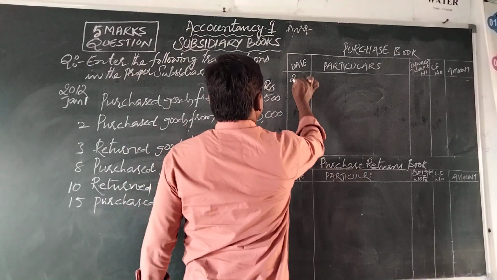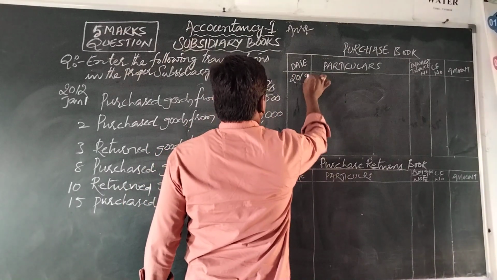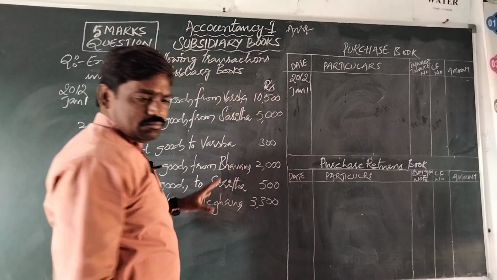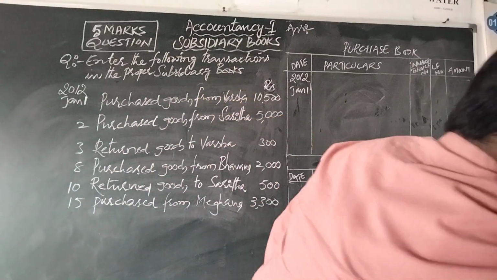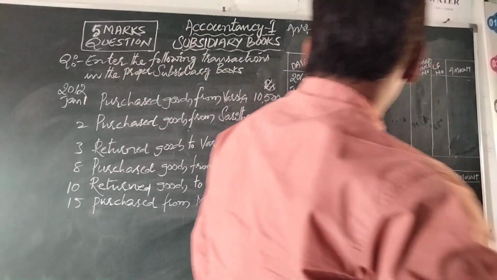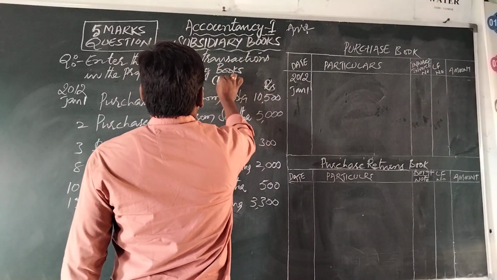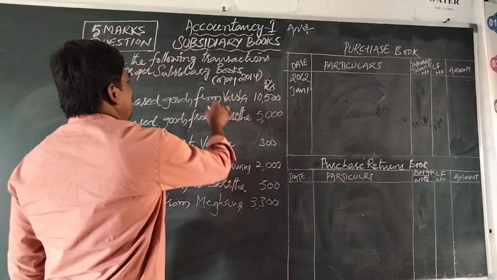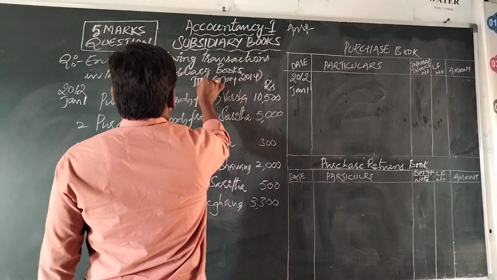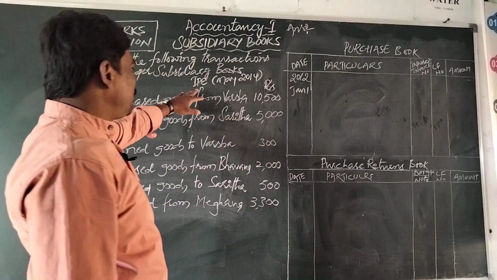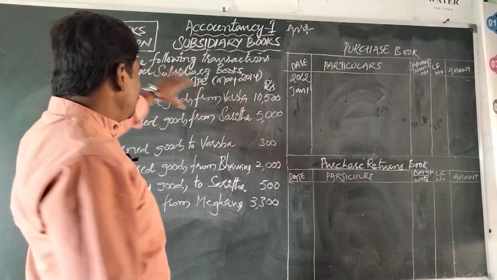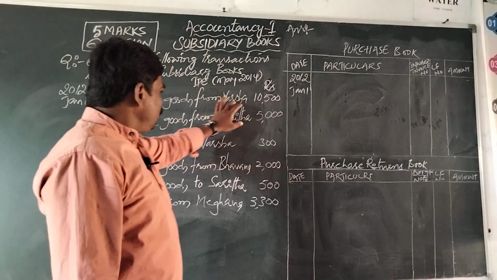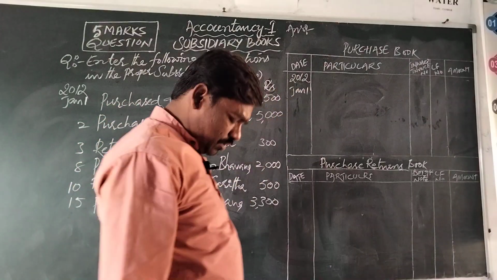First you write the date, 2012 January 1st. This problem was given in May 2014, in the intermediate public examinations. In the intermediate public examination May 2014, this problem was given for 5 marks. Okay students, right. So purchased goods from Varsha. Here for the date you write January 1st.